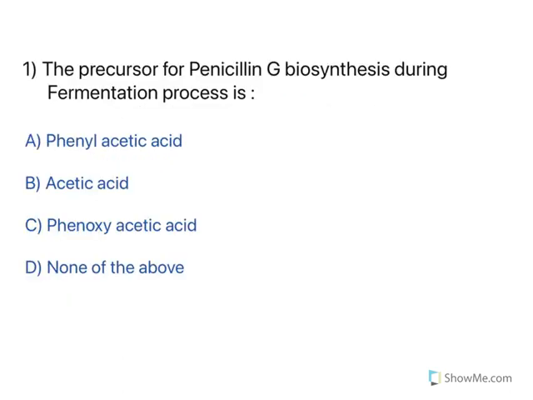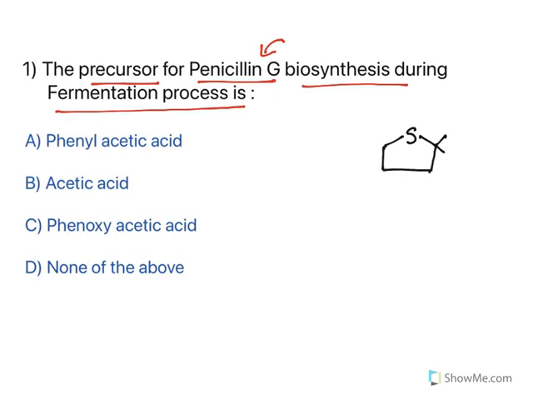Let us analyze the questions. The precursors for Penicillin G biosynthesis during fermentation processes. What is that? In order to answer this kind of question, we need to know the structure of Penicillin G. Let me write about that. All these penicillins have a pharmacophore, the beta-lactam ring. Beta-lactam ring is this one. Now let us understand this.